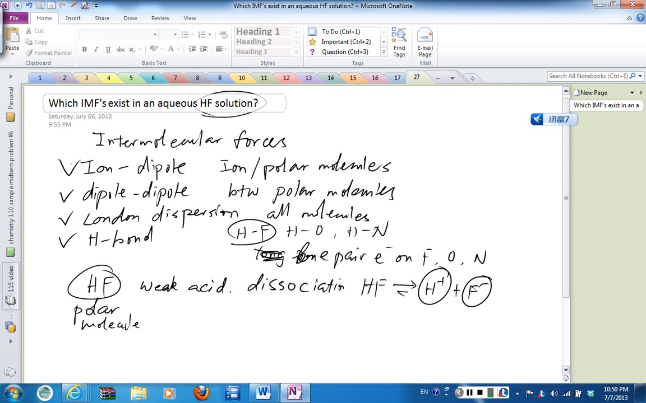So this aqueous hydrofluoric acid solution would have all four intermolecular forces existing in it. And that is the correct answer.